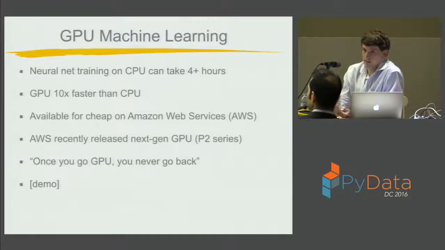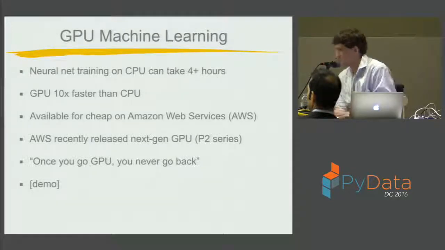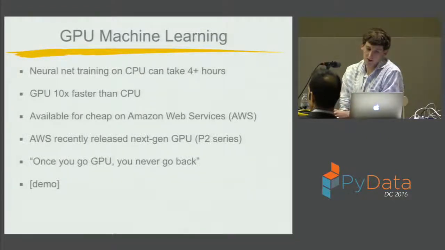But if you use something like AWS or some sort of cloud provider like Google Compute Cloud or maybe Azure, you can use GPUs and you can train a bunch of these models in parallel, and it saves you a lot of time and it saves you a lot of money.